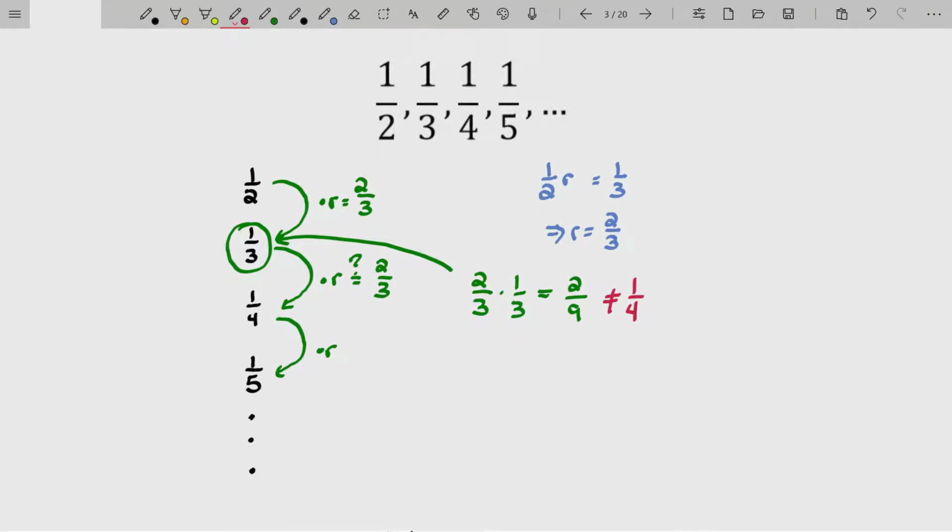And so this sequence is not geometric. Every step of the way, you're not multiplying by a common number, because we multiply by 2/3 to get from the first term to the second. We'd have to multiply again by 2/3 to get from the second term to the third term, but that just didn't work out. So this, I'm going to just say, is not geometric. And I introduced proper English there as well. So not a geometric sequence. All right. Well, let's try this again.